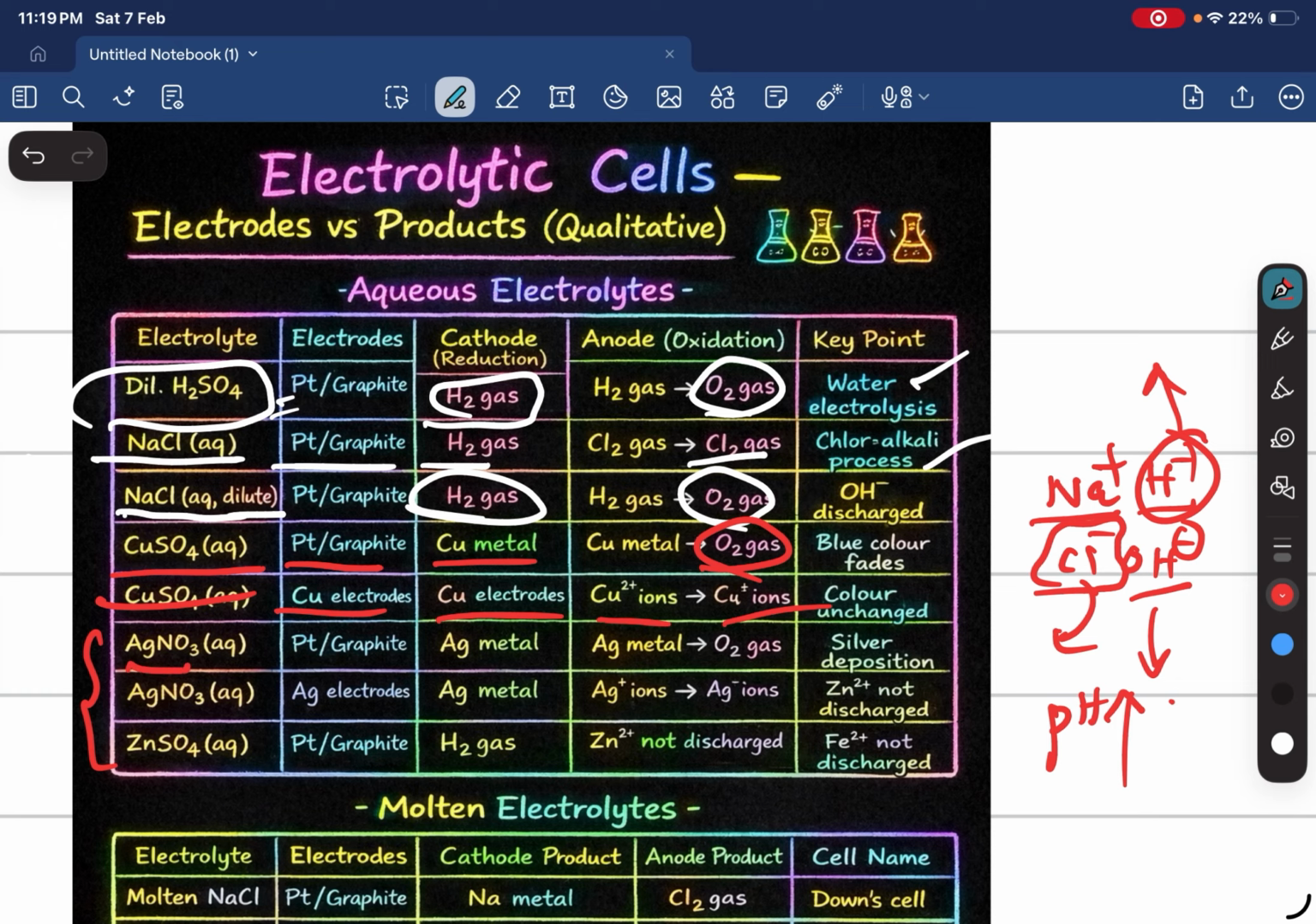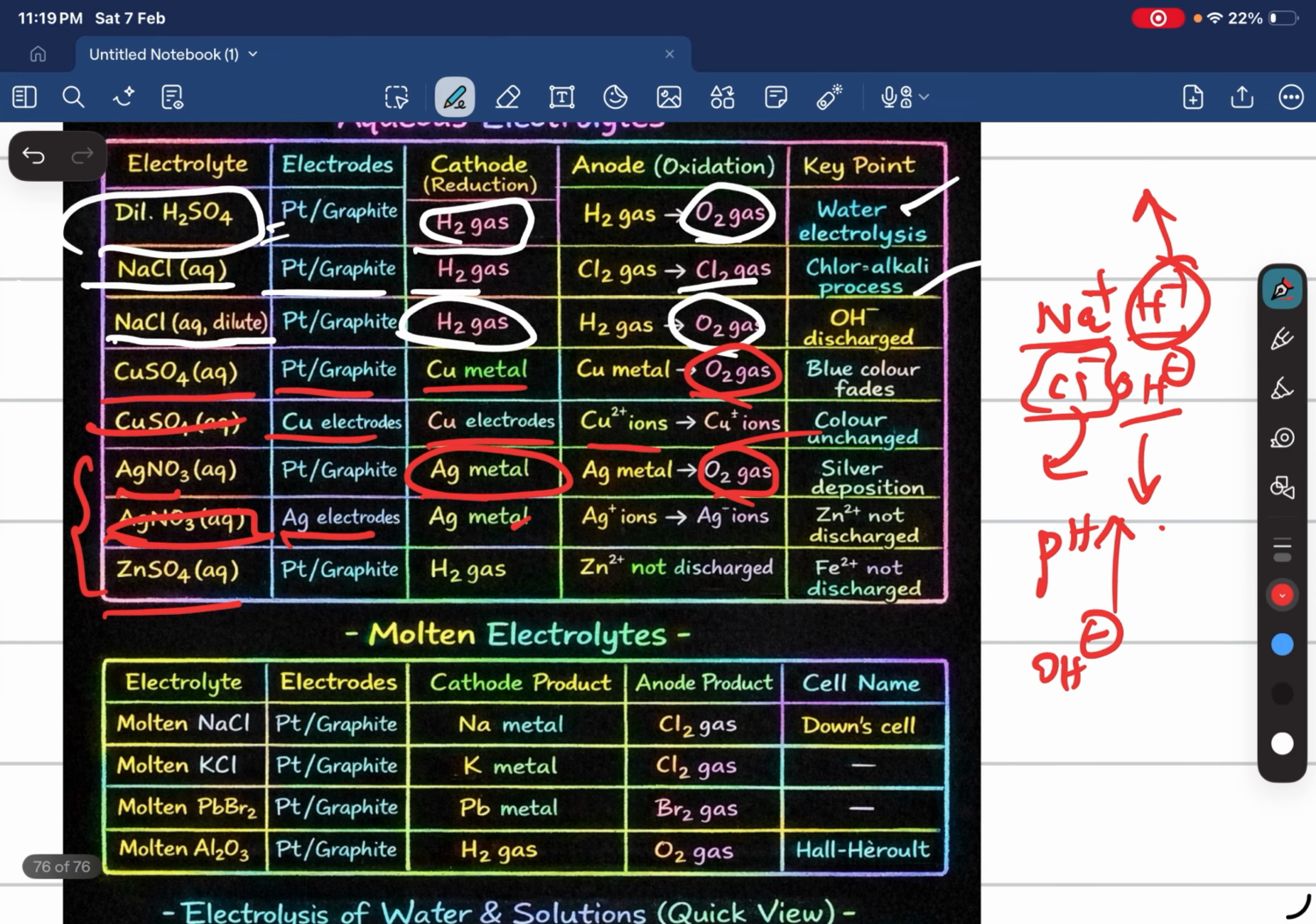In the same way, AgNO3 with water: Ag+ and H+. Ag is less reactive than H, so Ag will deposit at the cathode. But for NO3- and OH-, O2 gas is formed, because NO3- will not deposit as easily as OH-. Wherever OH- goes to the anode, there O2 gas is liberated. In the same way, this also with silver electrode, that means an active electrode, so silver only undergoes oxidation, silver only undergoes reduction. Same with ZnSO4. These are molten, meaning pure without water.